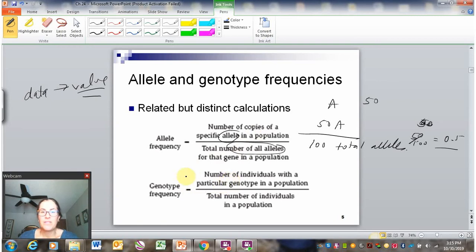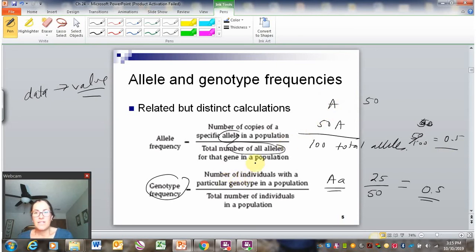The genotype frequency is, instead of the number of alleles, the number of individuals with a particular genotype. So you want to know how many individuals have this genotype out of the total size of the population. Maybe you have 25 individuals that are heterozygous, and you have 50 total individuals. 25 out of 50 also equals 0.5. So the genotype frequency for heterozygotes would be 0.5. The allele frequency for this calculation was 0.5 for the big A alleles.